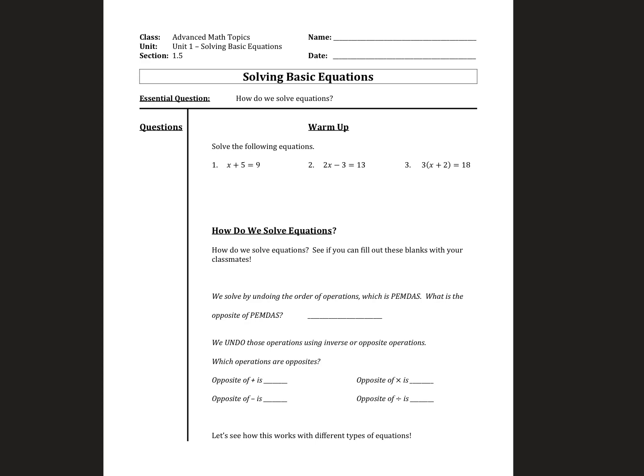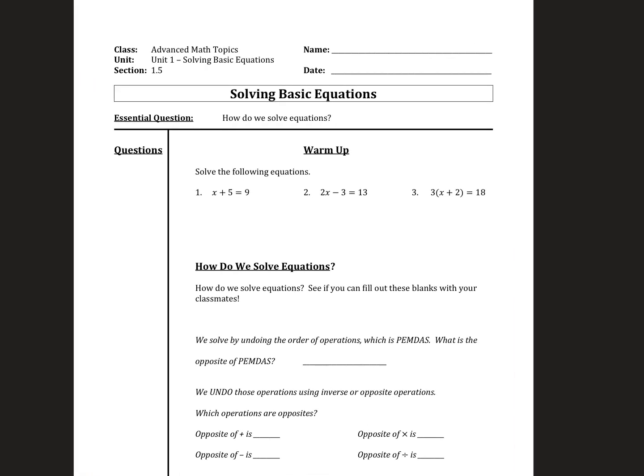This is Advanced Math Topics Unit 1. We're talking about solving basic equations. We'll probably talk about more advanced equations later. So this is section 1.5. The whole first chapter is kind of a review of Algebra 1, fundamental knowledge and concepts. And so our essential question is: how do we solve equations?